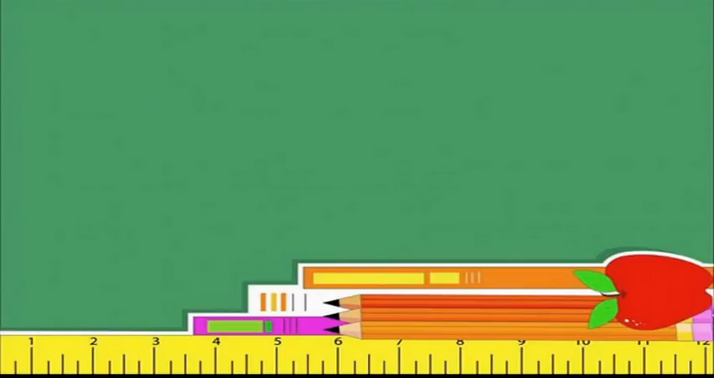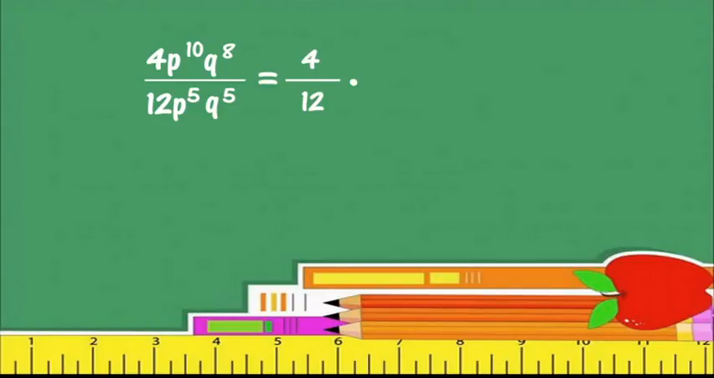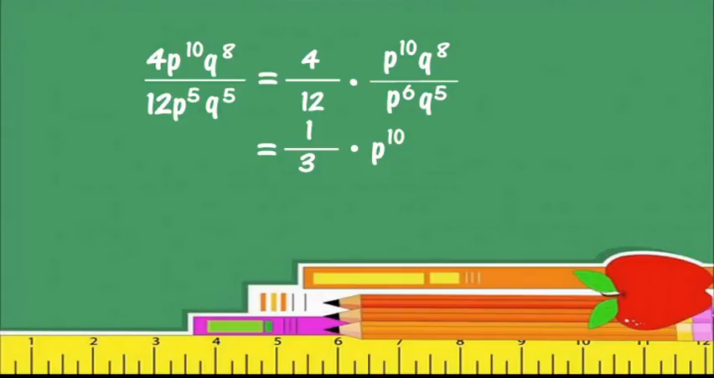For the next example, 4 b raised to 10 q raised to 8 all over 12 b raised to 5 q raised to 5. First, you need to simplify the numerical coefficients, then subtract the exponents of the same bases. So it would be 1 over 3 times b raised to 10 minus 6, q raised to 8 minus 5. And the answer would be 1 b raised to 4 q raised to 3 all over 3.